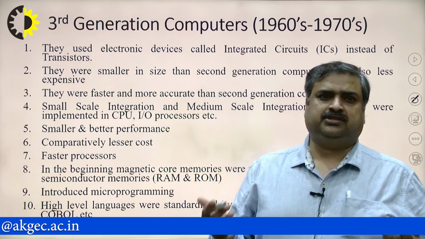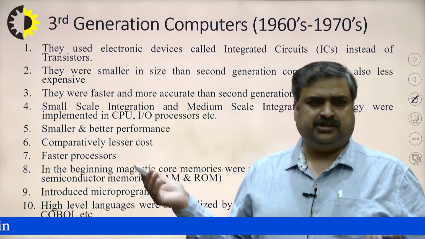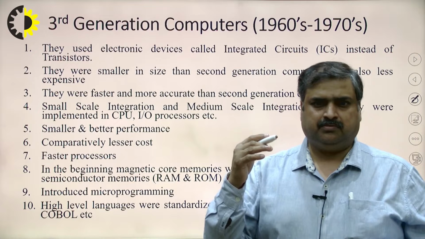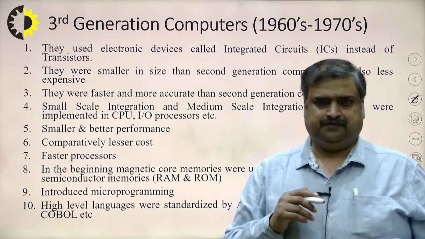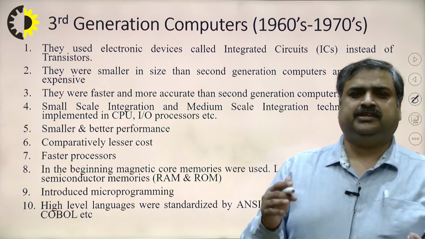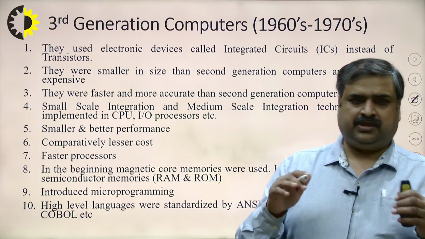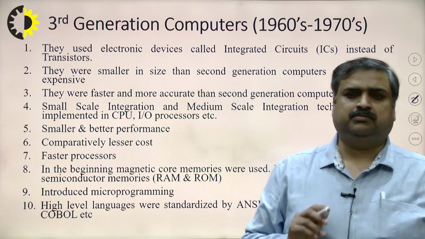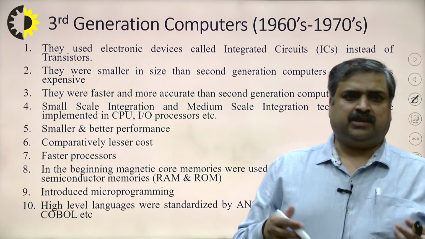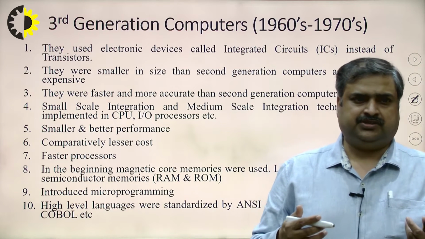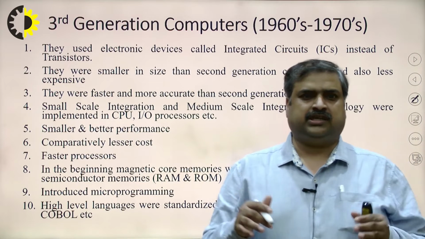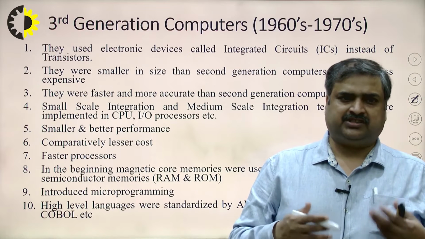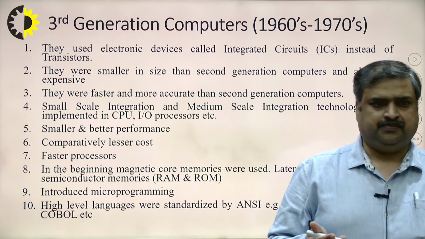Then in the third generation, from 1960 to the 70s, transistors were replaced with ICs. IC stands for integrated circuit, with a very complex circuit integrated on a board. These chips were used in place of transistors, which also reduced the size of third generation computers, and they became faster and more accurate than second generation computers.